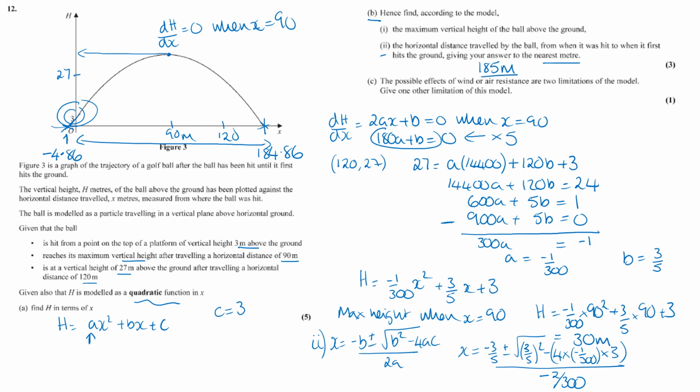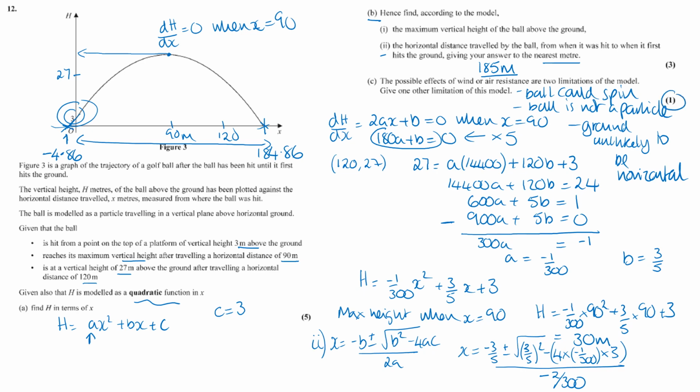Part C, the possible effects that could limit the model are wind and air resistance. Give some other limitations. Well, the ball could spin. The ball is not a particle. Or you could have ground unlikely to be exactly horizontal. So you just need to say one of those things to get the 1 mark.